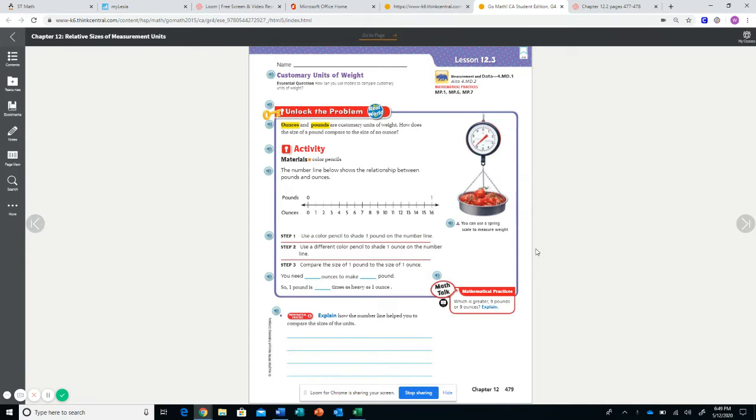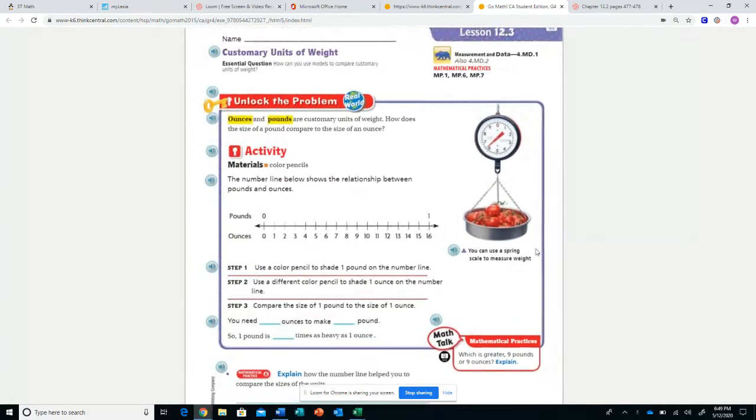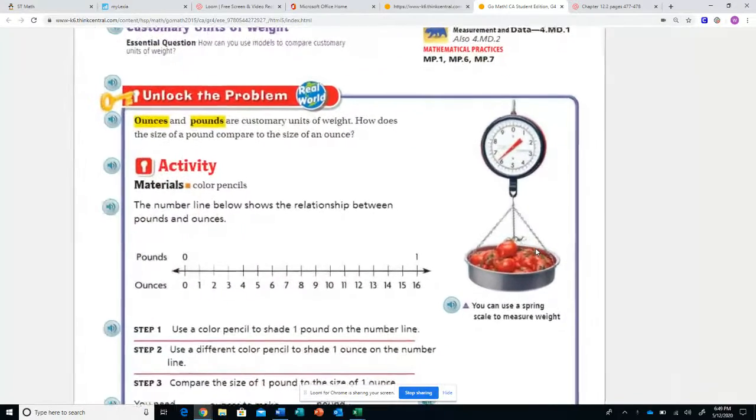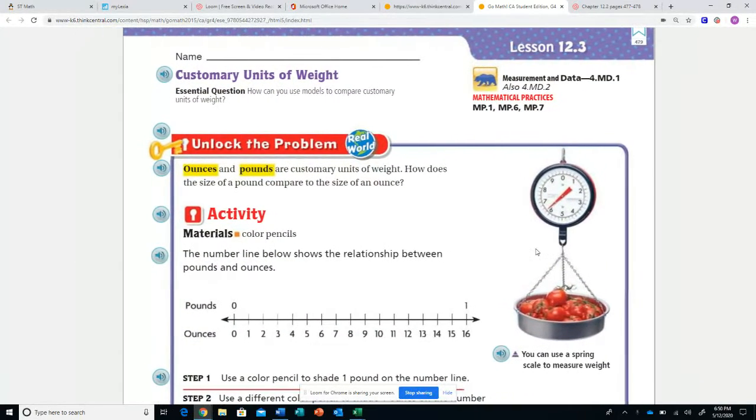Hi guys, so we're back to Go Math and we're going to start lesson 12.3. So chapter 12, lesson 3, customary units of weight. And your essential question for this lesson is how can you use models to compare customary units of weight? So it's going to kind of get into just the vocabulary of what it means to weigh something.